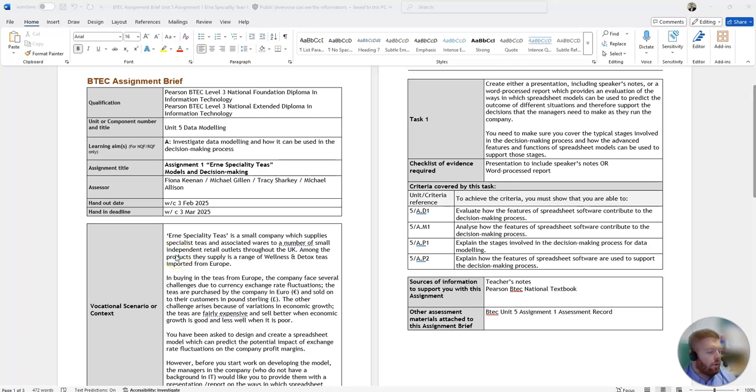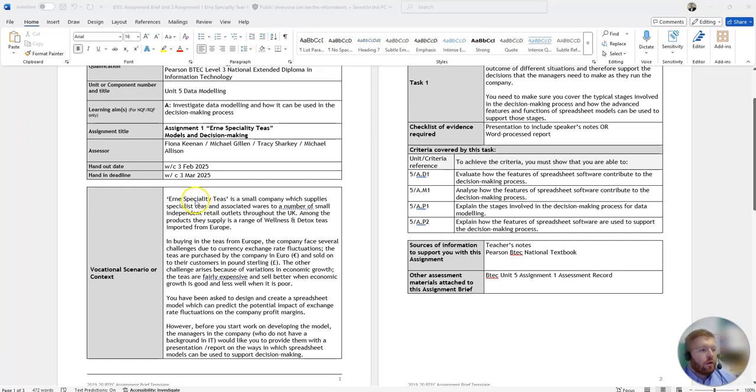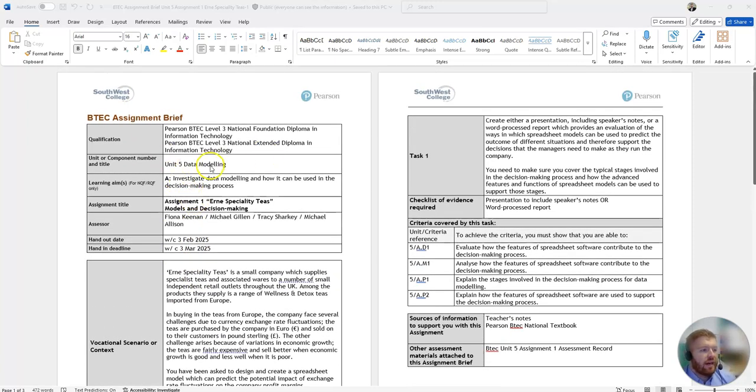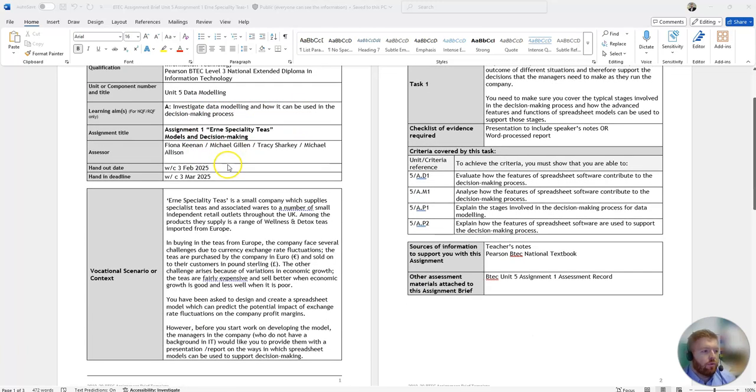Alright folks, I'm going to introduce you first of all to your assignment 1 of data modeling. I'm going to talk through the scenario here before I actually get into the work, okay? So, this is data modeling. First thing you're going to do is investigate data modeling, how it can be used in the decision making process.